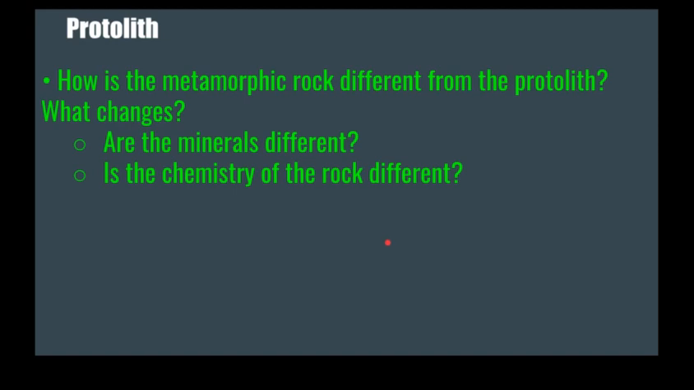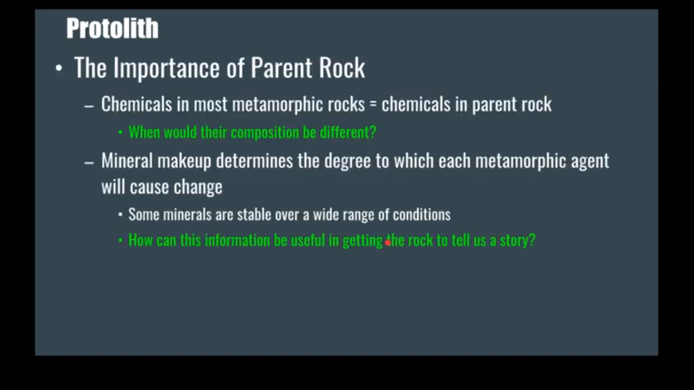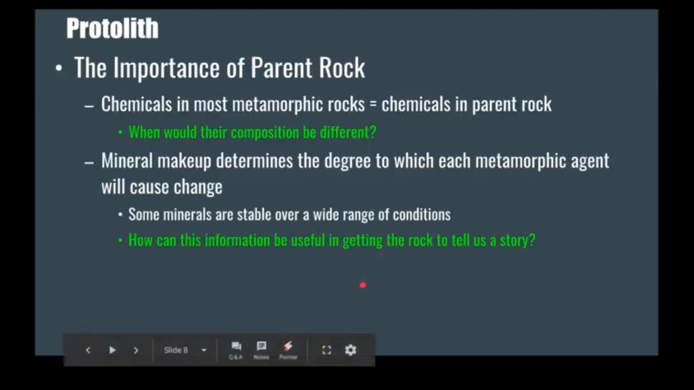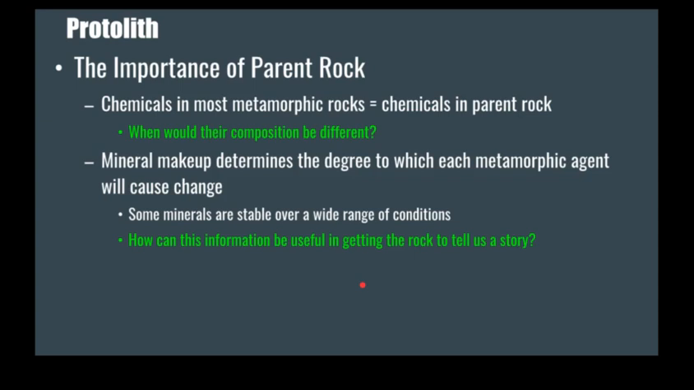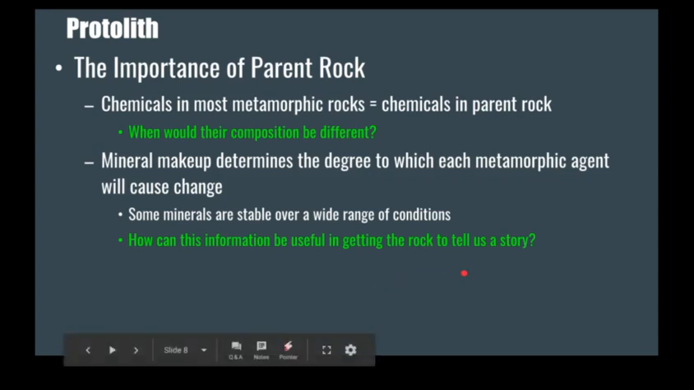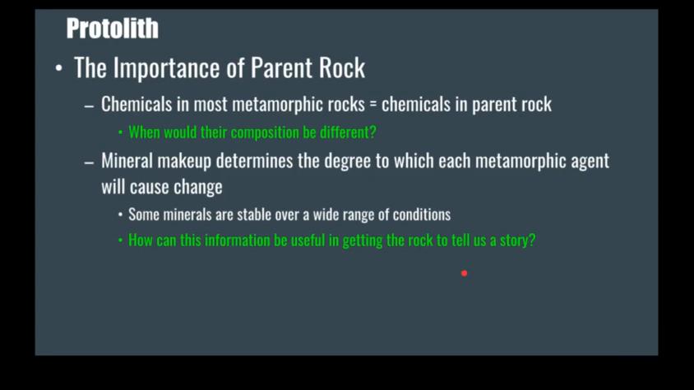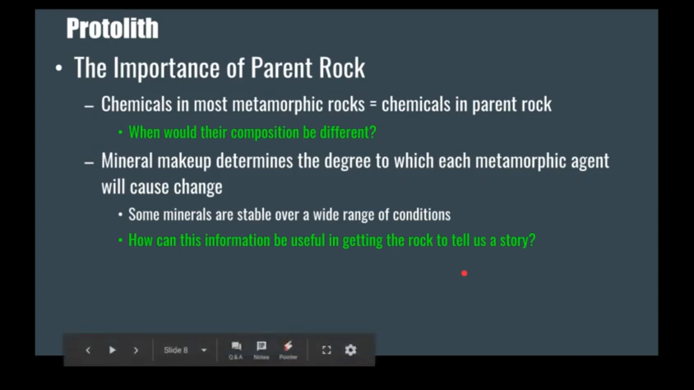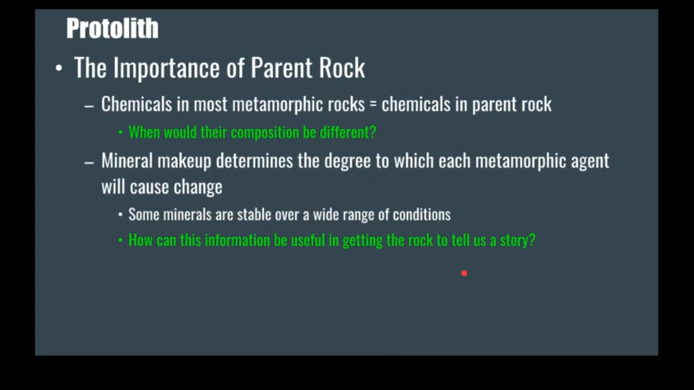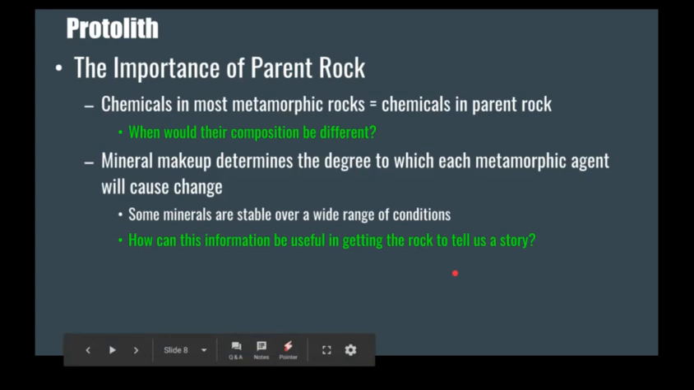So how does a metamorphic rock differ from the protolith? What do you think? Do you think the chemistry of the rock is different? Unless chemicals have been added or taken away from the rock, the chemistry of the rock should be the same. You're just reorganizing the atoms in the rock to make different minerals. So minerals can be different, but the elements are the same, with the exception of fluids as a way to metamorphose a rock. Fluids typically involve the addition or subtraction of elements from that rock, which can in turn change the chemistry.